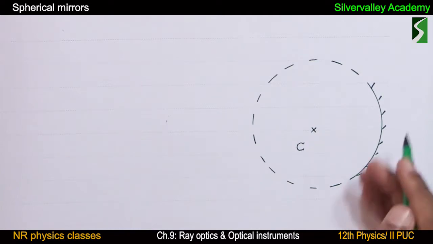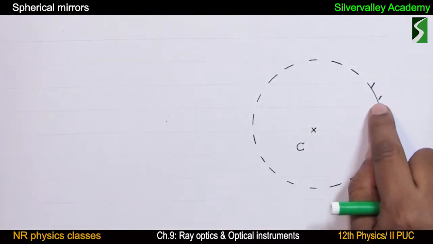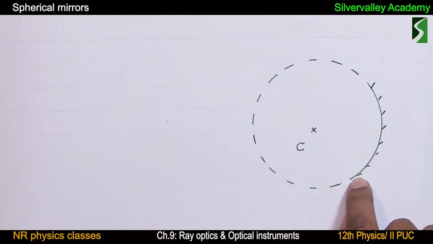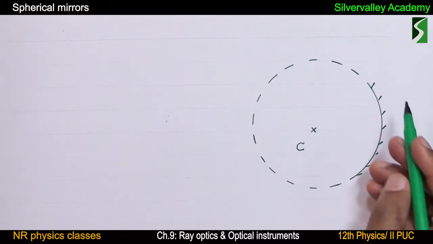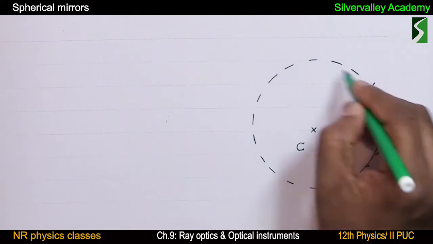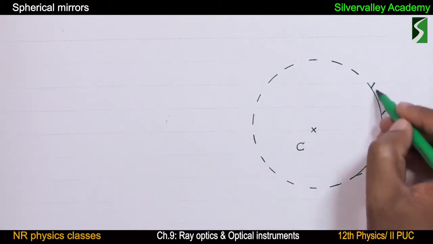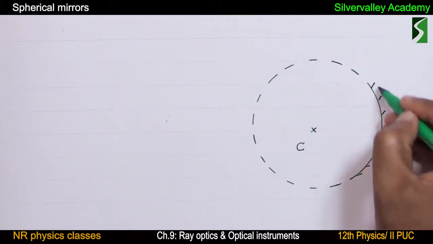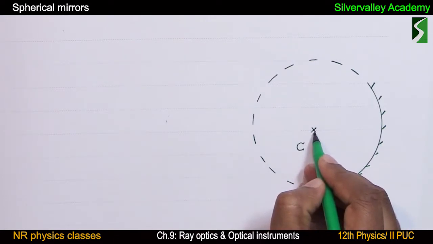Students, try to follow. Imagine a sphere. This surface is part of this imaginary sphere. Therefore, the center of this imaginary sphere is called the center of curvature of this mirror. Since it is coated outside, the bulged surface is coated, it should be a concave mirror, isn't it? And this is called the center of curvature.